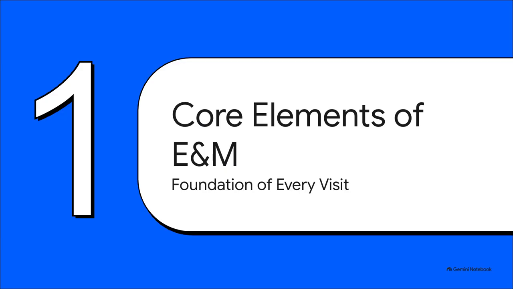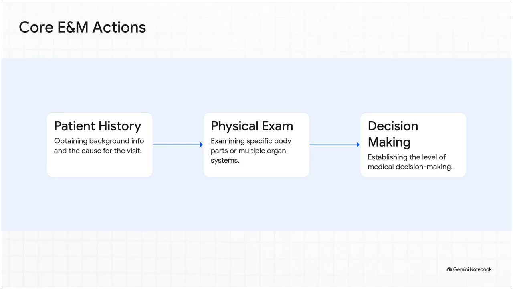The core elements of E&M, which is really the foundation of every single visit. Okay, so no matter where a patient is actually seen, whether it's a bustling clinic, the ER, a nursing home, or literally their own living room, every E&M code is built on the exact same fundamental triad of provider actions. Step 1 is gathering the patient's background history. And this isn't just asking, hey, why are you here? It involves documenting the primary complaint, personal history, family history, and social habits. The more detailed this is, the easier it is to justify a higher level of payment later.